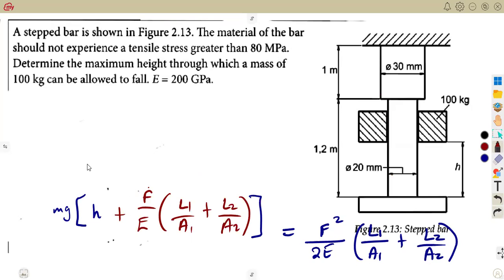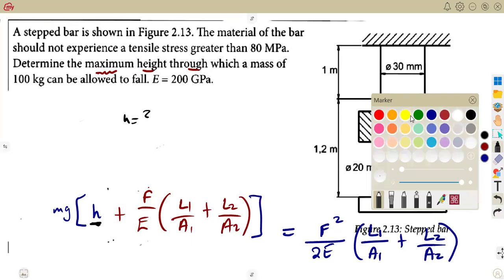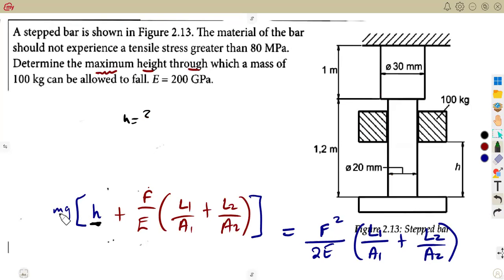Then we are going to consider, according to our question, we are being asked, remember, to determine the maximum height, which I said is the H that we are seeing there. And in order for us to obtain the H, we have to consider what we are given. The mass we are given is 100 kgs, so the mass is there. Gravitational acceleration. The force, we do not have the force, which is the same force that we need here. The E we are given.